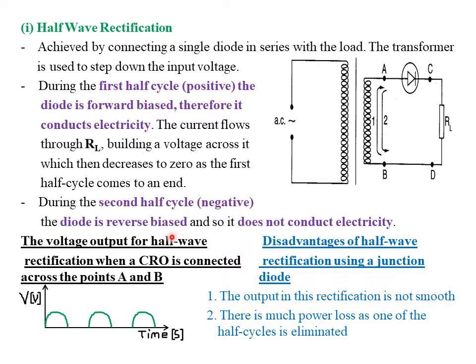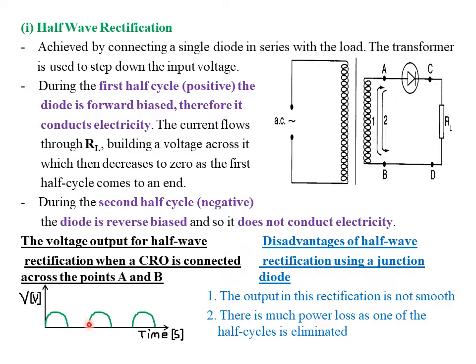So the voltage output for half-wave rectification, when a cathode ray oscilloscope is connected across points A and B, will be indicated this way. You can see this voltage against time, in seconds. These half cycles represent the first half cycle, or what we are calling the positive half cycle. During the second half cycle, the diode is reverse biased, and therefore no voltage builds, and that is why there is a gap at this point.